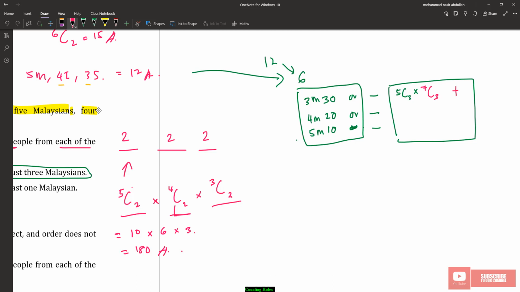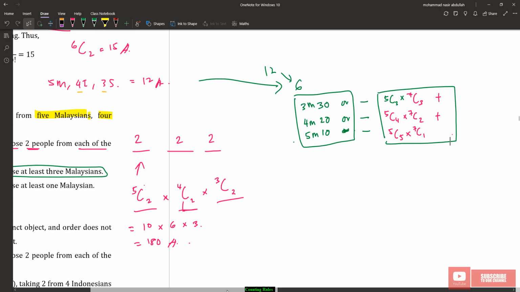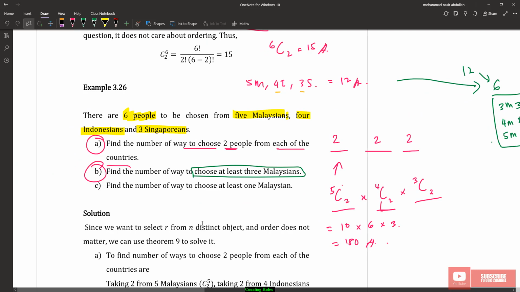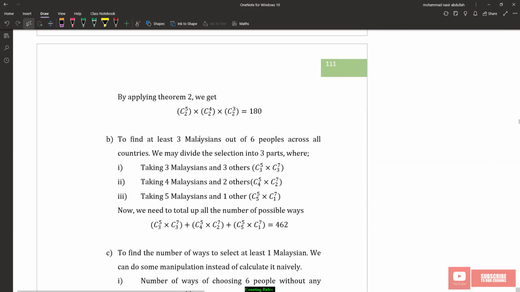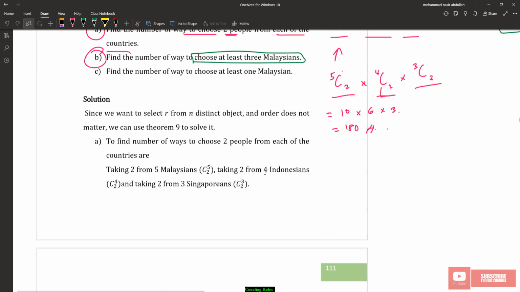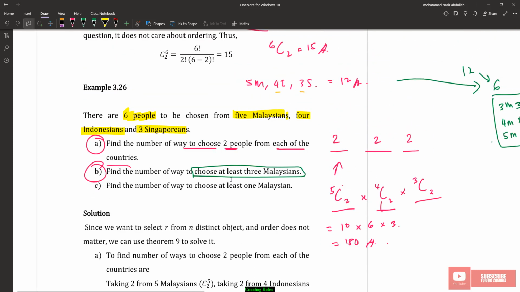Plus. And then 5 choose 4, multiply with 7 choose 2. Plus 5 choose 5 multiply with 7 choose 1. Then you calculate, you solve the problem, dapat the result lah. Okay? It's simple, right? So nanti you baca kat bawah, tak faham baca kat bawah. So should be equal to berapa ni? 462, right?